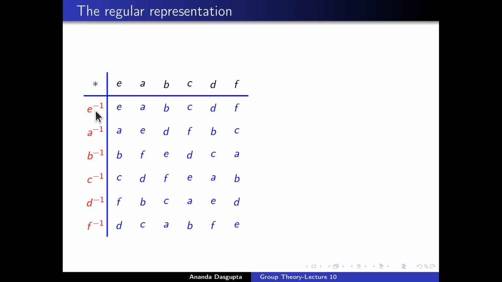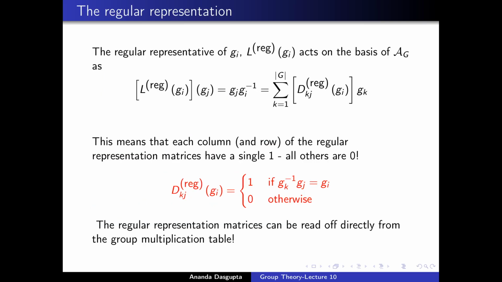For example, here you have a B here. What does it mean? It means E inverse times B is B. You have a B here, that means A inverse times D is B. And if you just remember the rule that we had, that is this rule, g_k inverse g_j being equal to g_i, then you will have the kjth element to be 1 and otherwise 0.